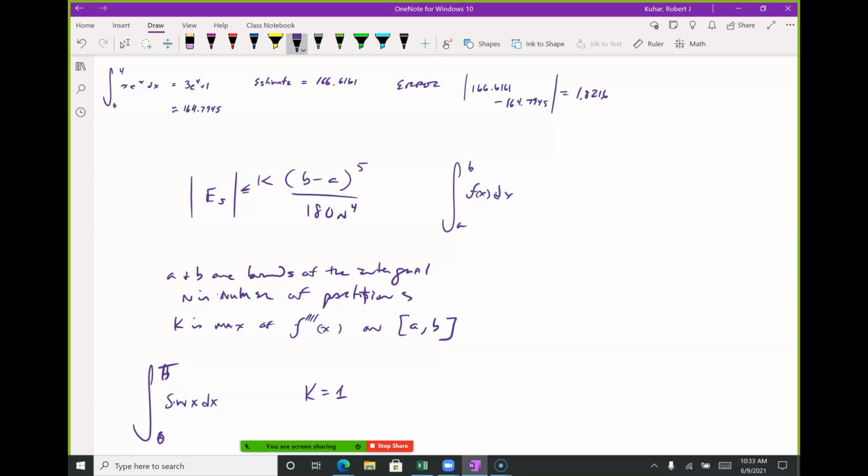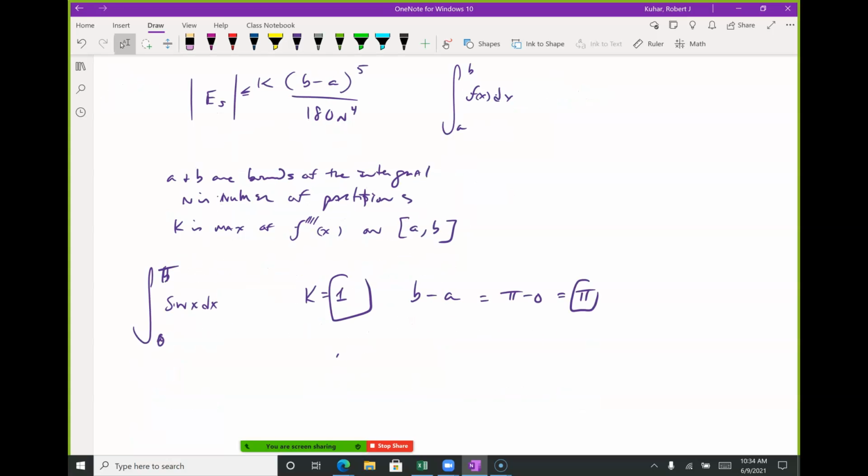So sine and cosine keep oscillating back and forth. The max that sine or cosine will ever hit is 1. And again, we want that to be an absolute value. We're not going to use a negative there because, even though the fourth derivative is negative cosine, we're looking at a positive error. So K is 1. B minus a is pi minus 0, which is pi, right? N is 4.